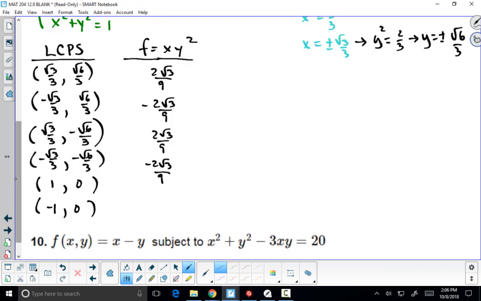This one is going to be 0. This one's going to be 0. Well, you did it 4 times, right? So I either got it whole right or got it whole wrong. So what is the absolute max?